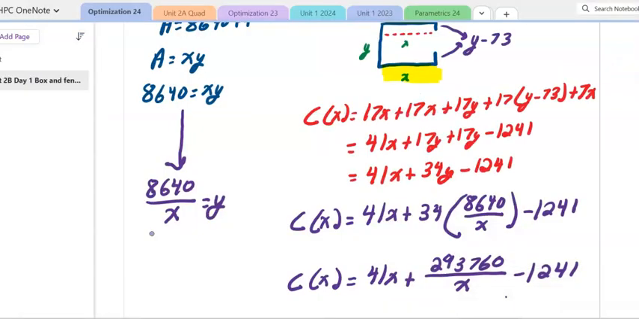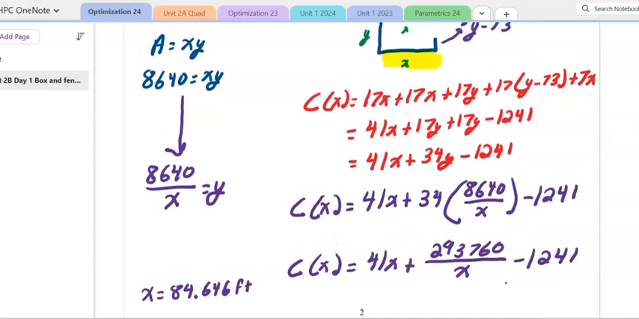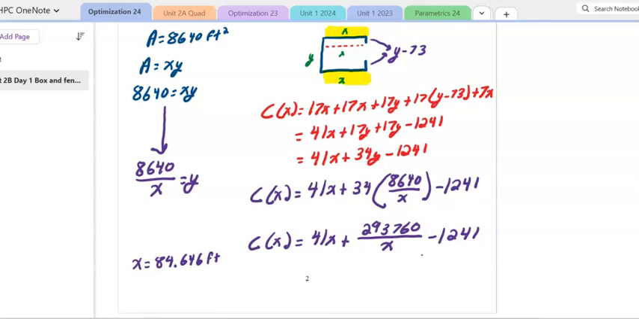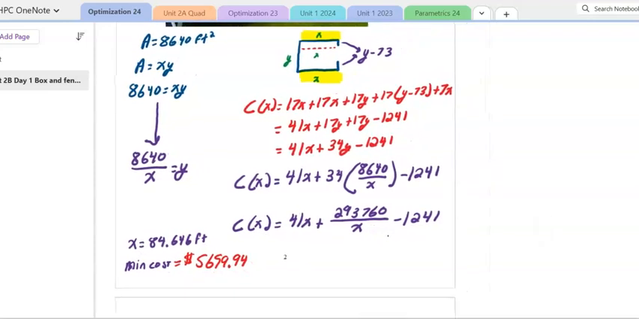So in that diagram, we know that X is 84.646 feet. And then the minimum cost was the Y value. So we know the minimum cost was equal to $5,699.94. And since we are using dollars, we're going to round to the cents. Now I also want us to find the dimensions. So in this picture, we know X is equal to 84.646 feet.